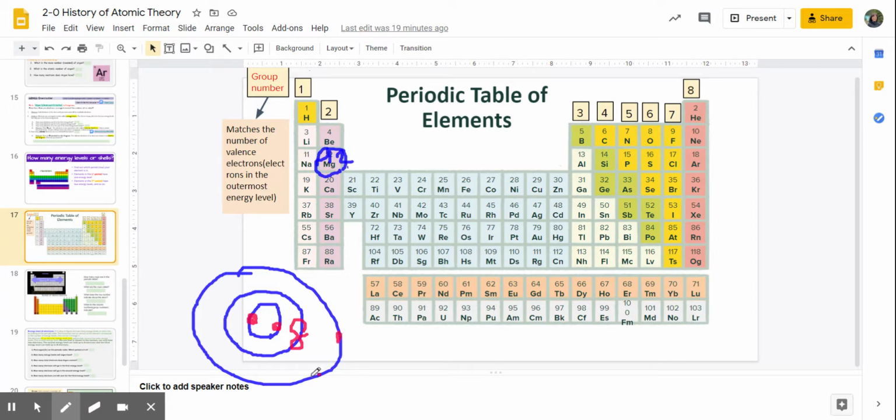So the last 2 electrons would go to the third shell. So we can say magnesium has 3 shells, and it does make sense because magnesium is in the 1, 2, third row, which is the third period, so 3 shells. And also it has 2 valence electrons because it's in group number 2.